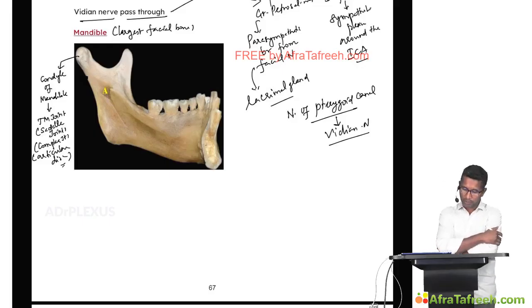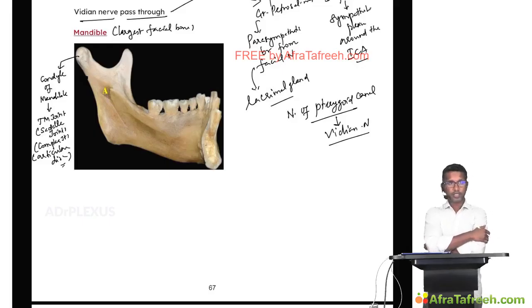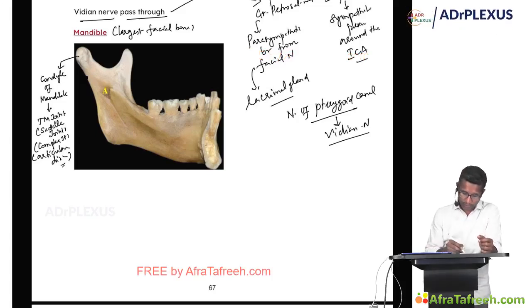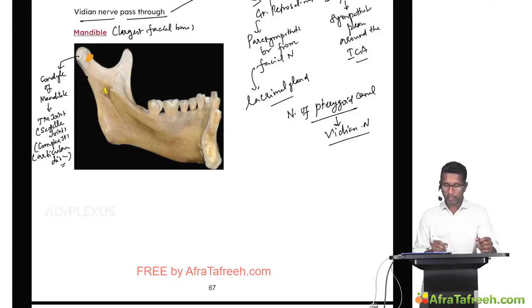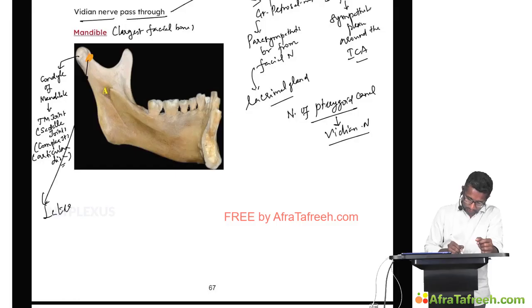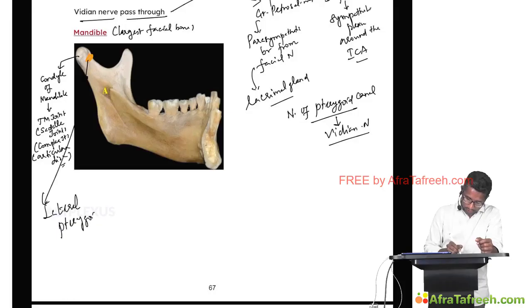And one important muscle gets attached to this condyle of the mandible, and the muscle attached in this area is the lateral pterygoid muscle.